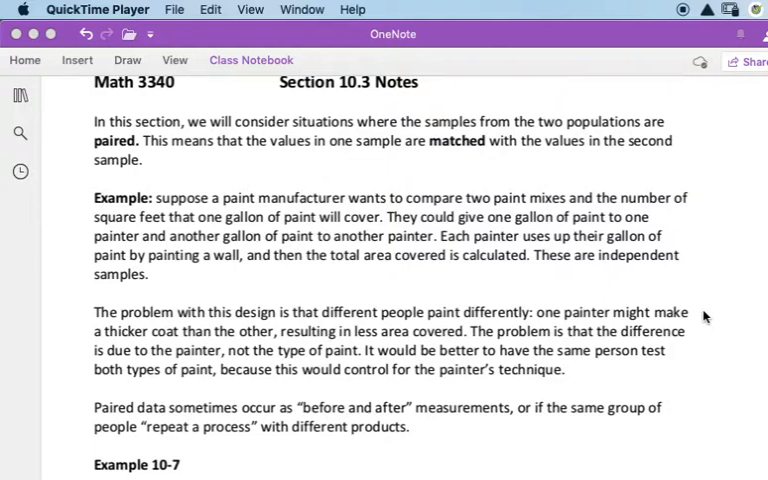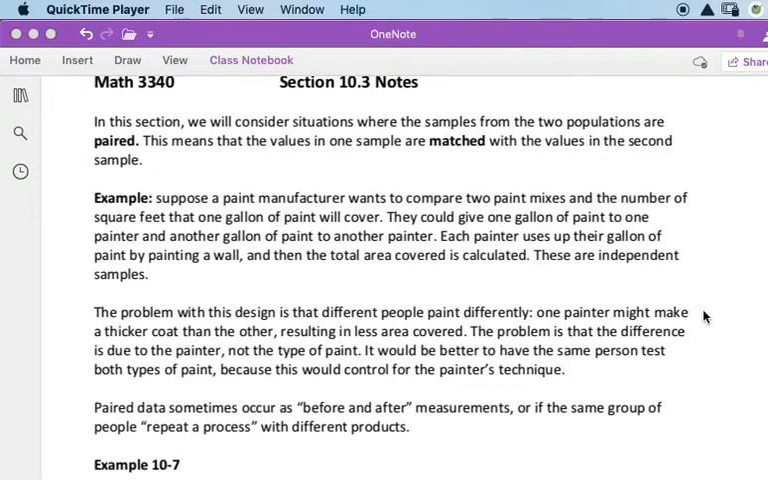This would be a situation where we have independent samples because the amount that one person can cover with their paint doesn't affect the amount that the second person can cover with their paint. The problem with this design, though, is that different people paint differently. One painter might be putting on a thicker coat than the other, and this could result in less area covered. It doesn't have anything to do with the paint itself, it's the painter's technique that's causing the difference. So it would be better if we had the same person painting with both paints, and that would eliminate the effect of painter's technique on our results, or it would control for the painter's technique.